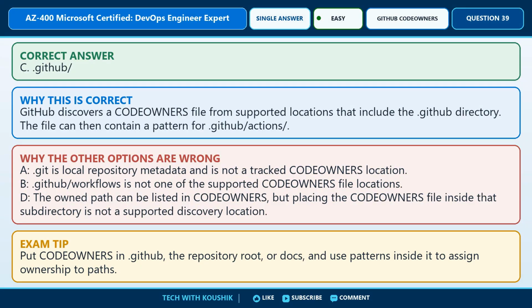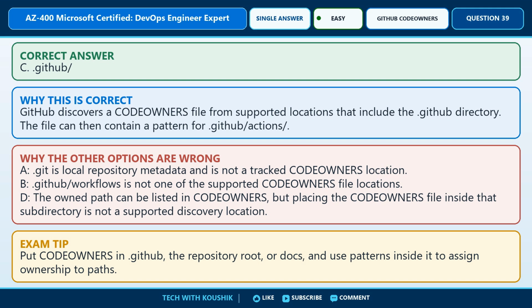The correct answer is option C, .github/. Here's why. GitHub discovers a code owners file from supported locations that include the .github directory. The file can then contain a pattern for .github/actions/.